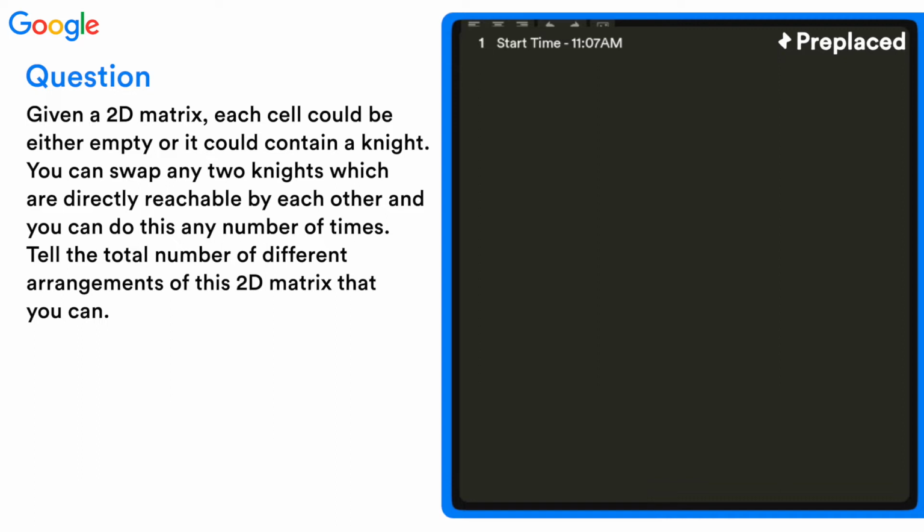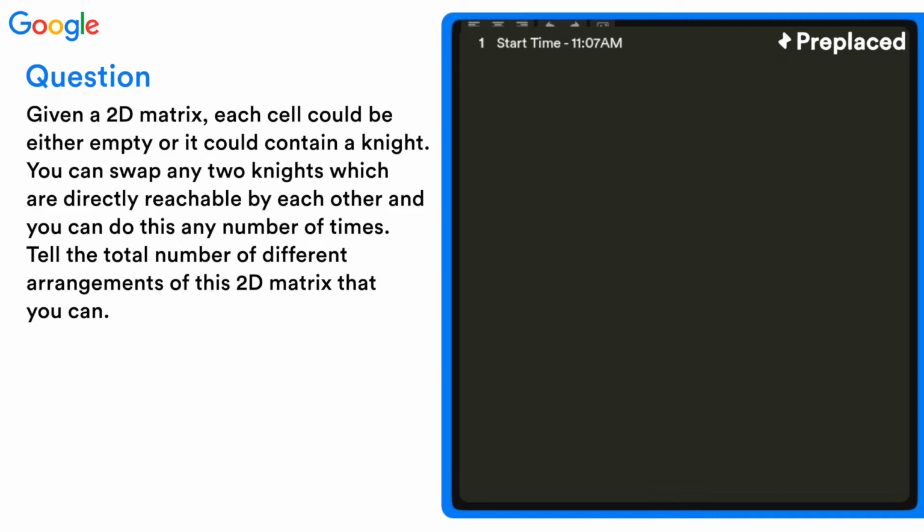There could be any number of knights. Now, the 2D matrix would be given to you like this, wherein every character would either be a dot or a K. K indicates a knight, and a dot means an empty cell. This is the initial configuration of the chessboard. Although every knight is written as K, you have to assume that they are different. This is knight 1, the second one is knight 2, and the third one is knight 3. Can you see that knight 1 and knight 2 are directly reachable in one step?